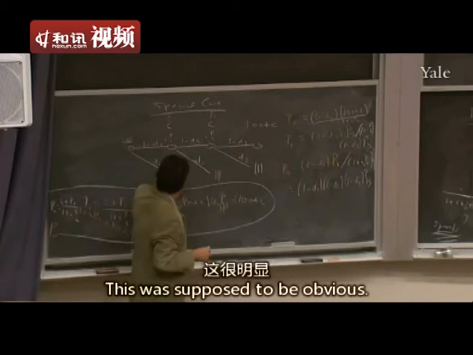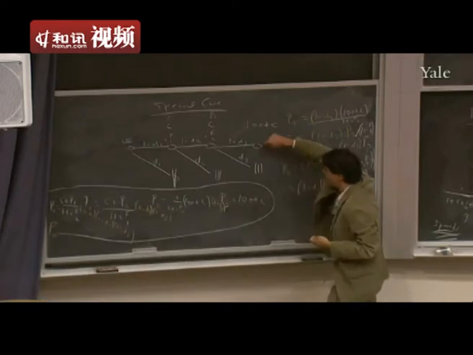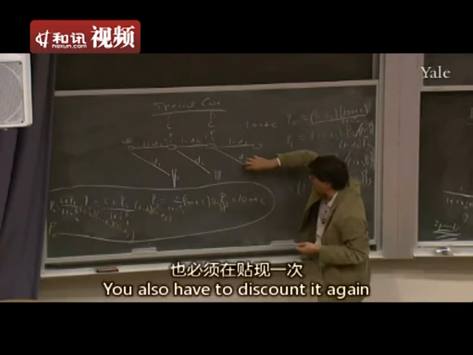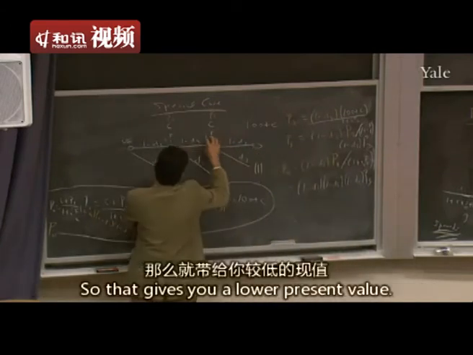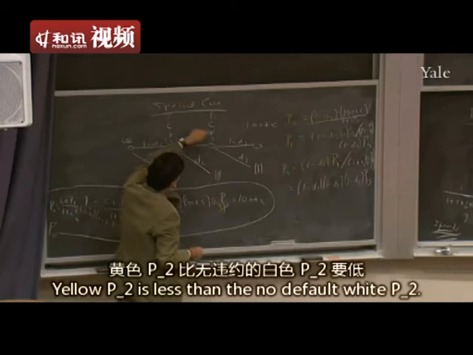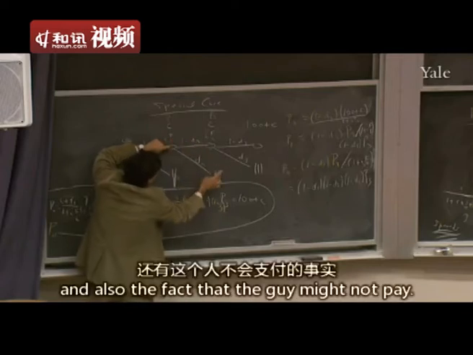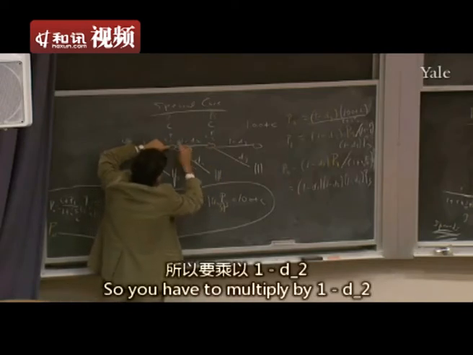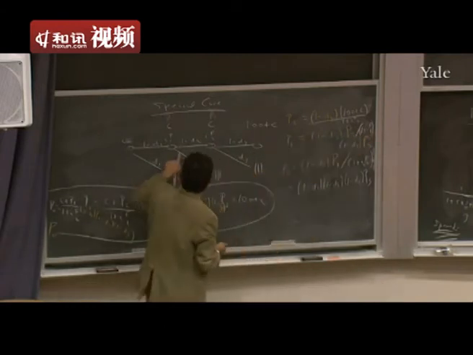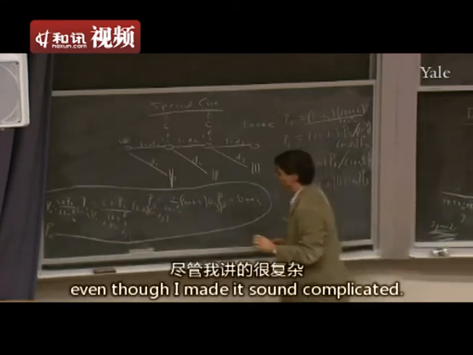But this isn't the point. This was supposed to be obvious. The next step is the thing that's not obvious. To discount, you figure, here are the potential cash flows. You're discounting them by the interest rate. You also have to discount again by the fact that the guy might not actually pay you. So that gives you a lower present value. The yellow P2 is less than the no-default white P2. When you discount again, you're discounting the yellow P2 by the interest rate here and also by the fact that the guy might not pay. So you multiply by 1 minus D2, and you keep moving that backwards. That was supposed to be obvious, even though I made it sound complicated.